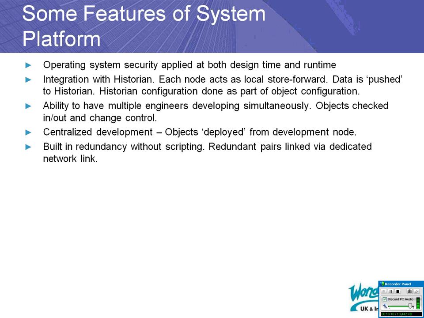There's built-in redundancy. Unlike InTouch, where you have to do scripting, with System Platform, you connect a dedicated network cable between the two nodes, and then you enter the IP address for that dedicated network cable and check a checkbox. And that basically is how you do redundancy. And with the redundancy, you can do load sharing, where you run some objects on one server, one on another, and they can all fail over to one. Or you can just do complete redundancy, where one server sits waiting in case the other fails.